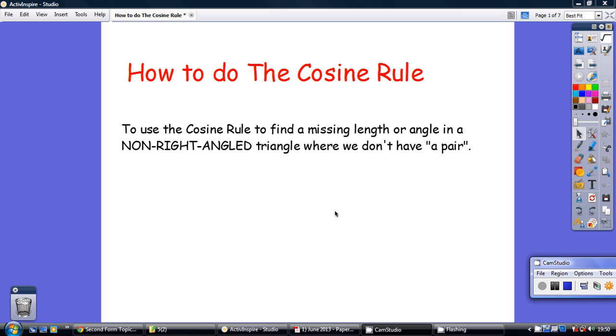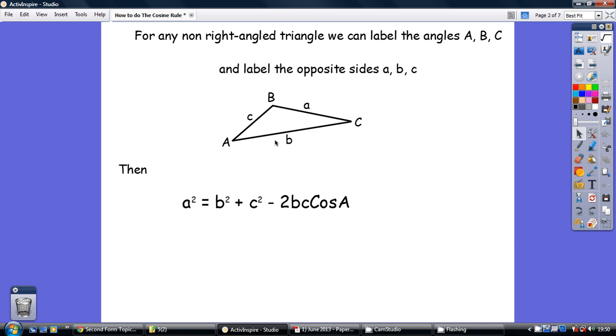This video is about how to use the cosine rule. So we have to use the cosine rule where we've got a non-right angled triangle and also we don't have a pair. Now by a pair I mean that we don't have an angle and its opposite side. So we don't know little a and big A or little b and big B. So we don't have a pair.